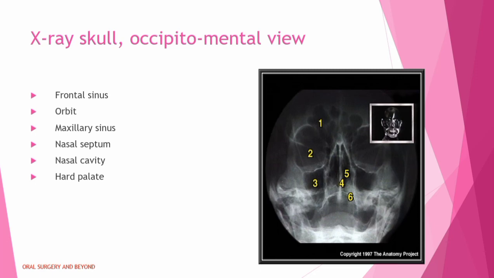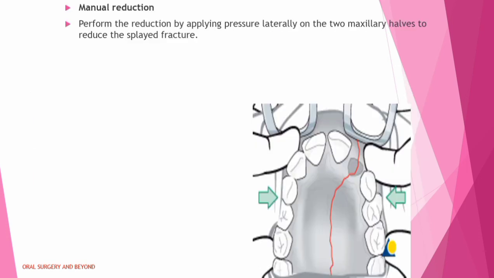How can we diagnose on radiography? As I showed earlier, there are many 2D radiographs, but a 3D radiograph is always better. Here on the PA skull or the Waters view, we can see the frontal sinuses, orbit, maxillary sinuses, nasal septum, nasal cavity, and the hard palate. So any breach or discontinuity in these bones, we can diagnose that there is a fracture.